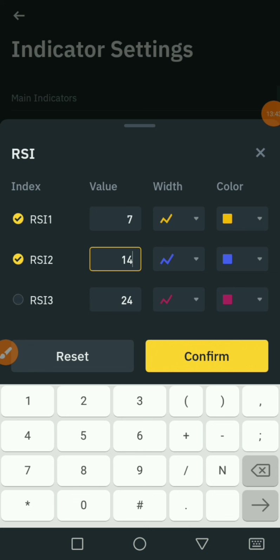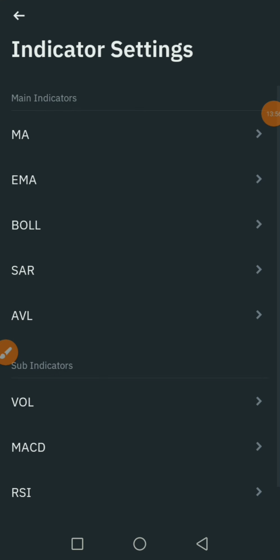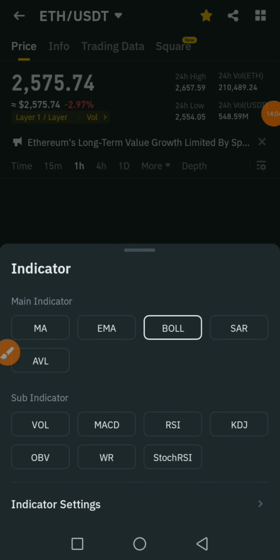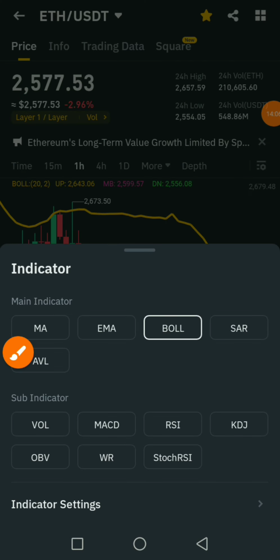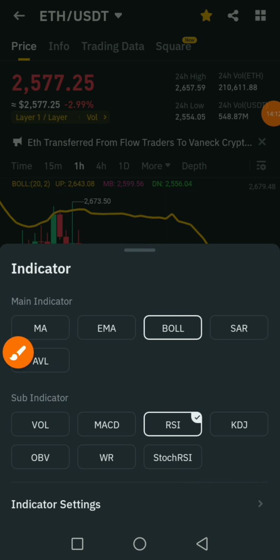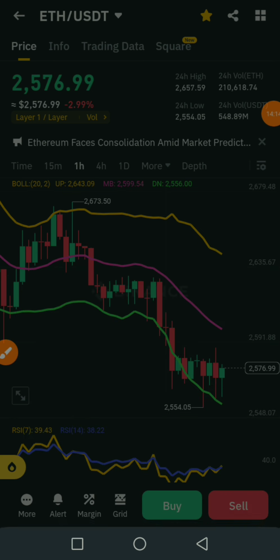Then you can just toggle off RSI 1, which has the value of 7, and leave RSI 2 turned on, which is the value of 14. Okay, then you click on confirm. After clicking, your settings are all done. The next thing you have to do is to click on back. All right, and then you click on RSI over here to toggle it on. Okay, so after clicking on RSI, you just head over to your chart.